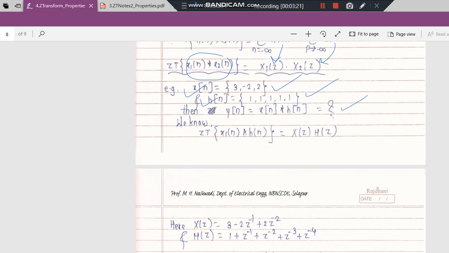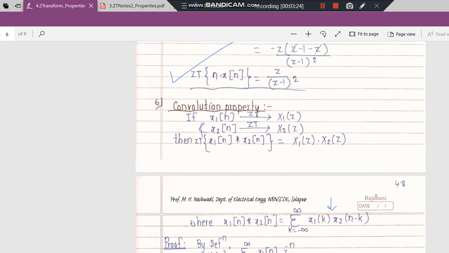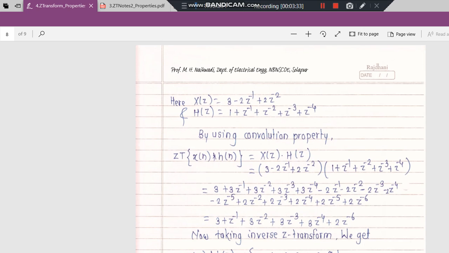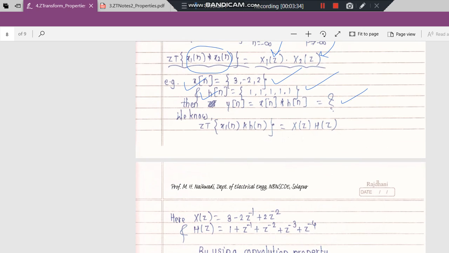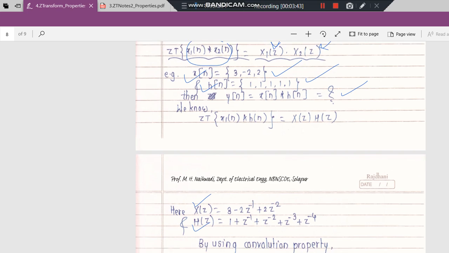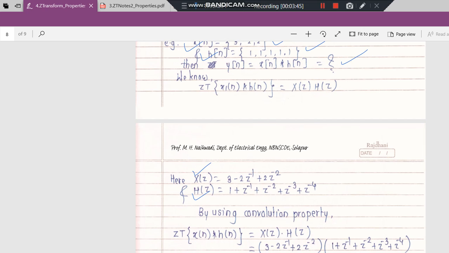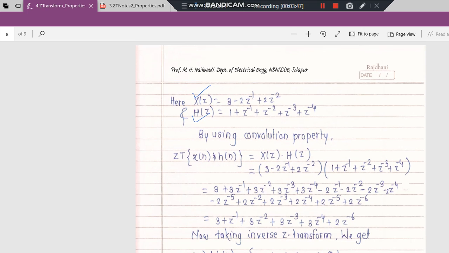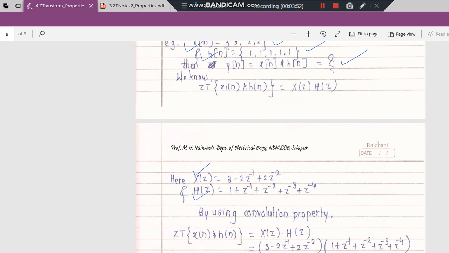So we can use the convolution property of Z transform. It states that the convolution of the two signals in the time domain is simply their multiplication in the Z domain. So what we can do is simply find out the Z transform of x of n, let us call it x of z. Let us find out the Z transform of h of n, let us call it h of z. Simply multiply these two, x of z and h of z. You will get the Z transform of the convolution of these two signals.